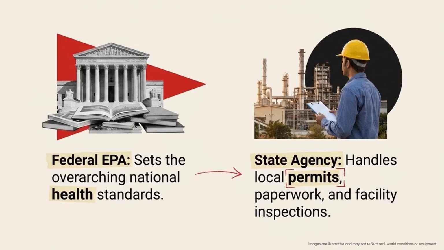The federal EPA establishes the big, overarching national health standards. They do the massive scientific studies and write the master rules about what levels of toxins are safe. But they usually don't want to micromanage every single factory in America, so they hand over the actual enforcement to your local state environmental agency. Your state agency is the one handling your day-to-day paperwork, issuing your local permits, and sending inspectors to physically walk your facility. Basically, the federal government writes the recipe, but the state government is the one tasting the soup to make sure you actually followed it.